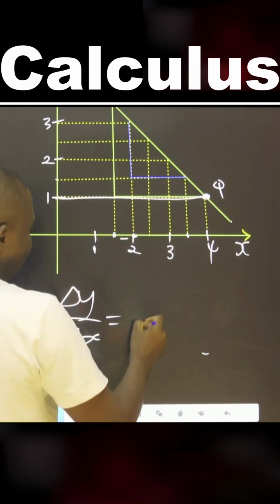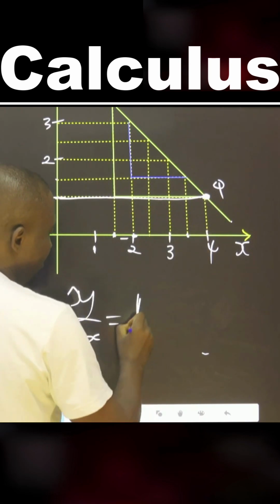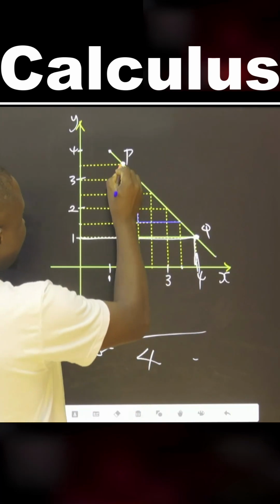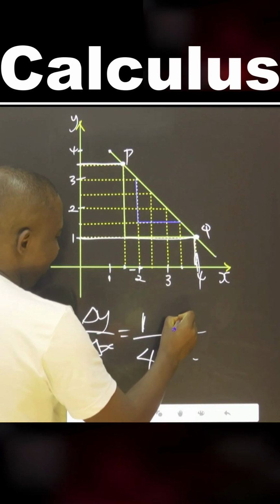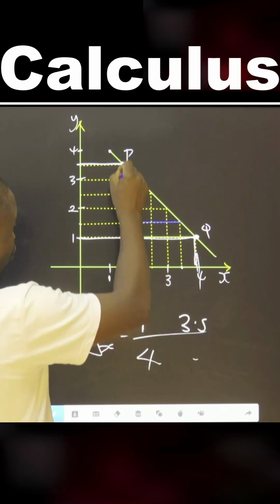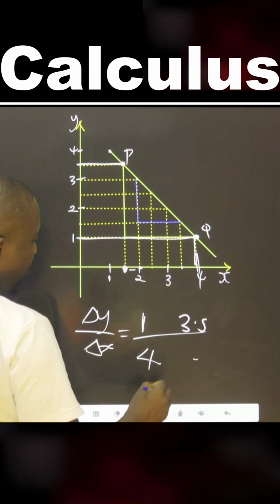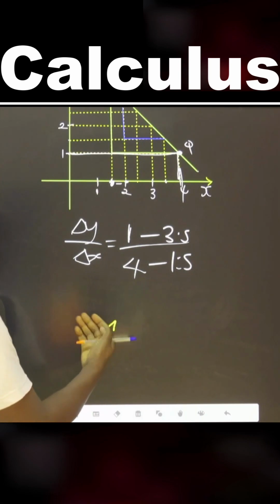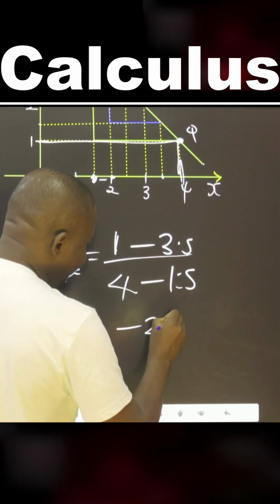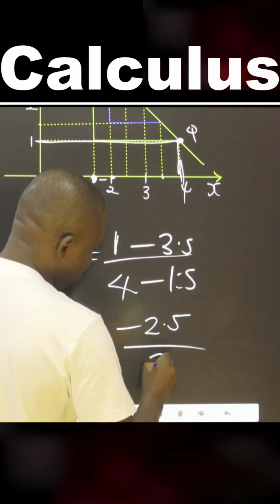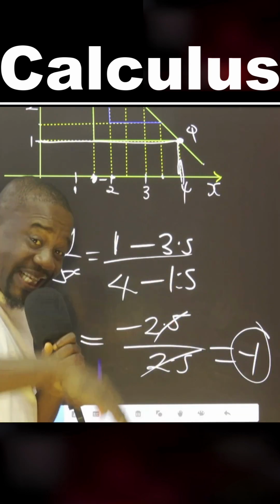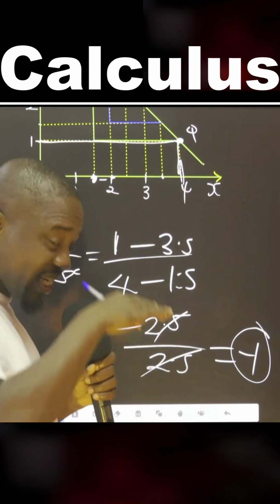So therefore, if we go to Q now, you agree with me the y of Q is 1. Then the x of Q is 4. Let's go for P. The y of P is 3.5. The x of P is 1.5. Minus, minus. You work on this now. You agree with me this is minus 2.5 all over 2.5. This divided by this equals minus 1.